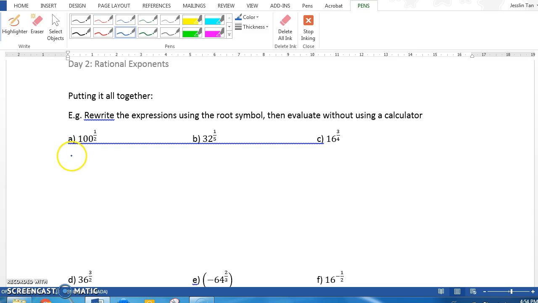All right, so to continue along, we're going to take a look at 100 to the exponent 1/2. What this means is I have the root 2 of 100, and then that is technically to the exponent 1. So what number multiplied by itself twice equals 100? That is 10 to the exponent 1. So my final answer is 10. Then if I take a look at the next question, I have the 5th root of 32, and then all to the exponent 1.